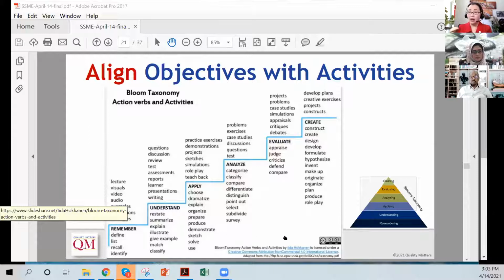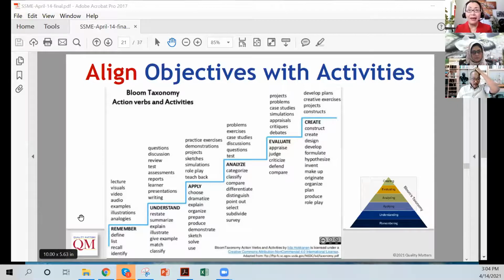So you cannot say, after this course or after this module unit, my students will understand 1, 2, 3, 4. How are you going to measure their understanding? You need to specifically say you want them to define, you want them to explain, or you want them to organize, or you want them to solve some problems.